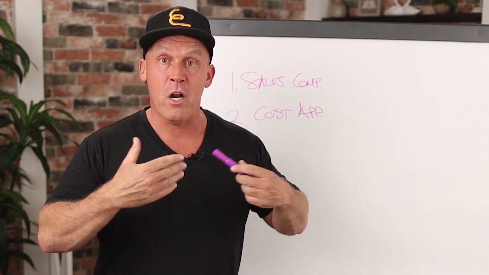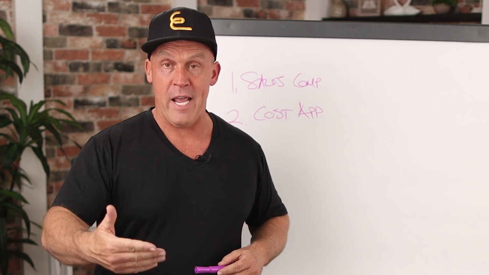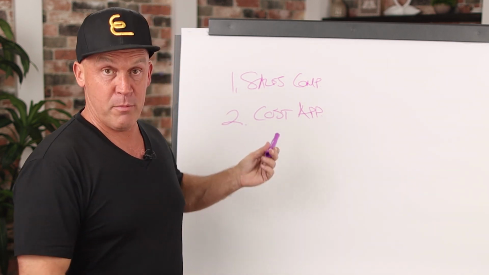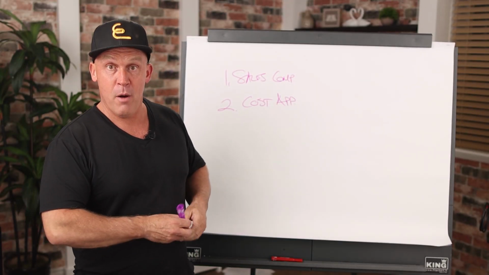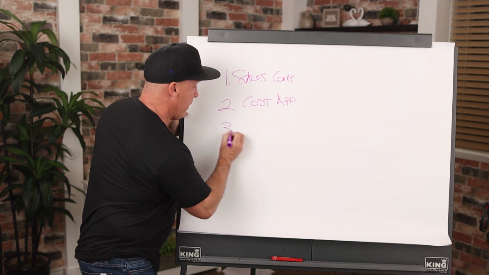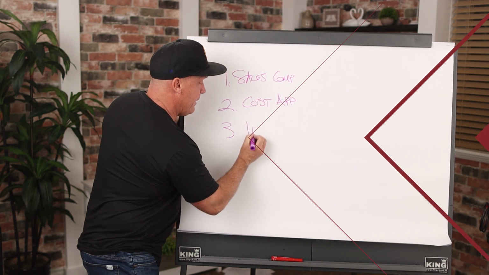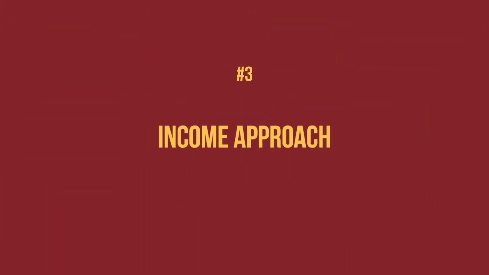I don't know. But you want to know what things cost to go ahead and rehab. And that's where you'd use the cost approach. Now, the third approach to analyzing a property and coming up with its value is the income approach. And that's what we're going to talk about now.